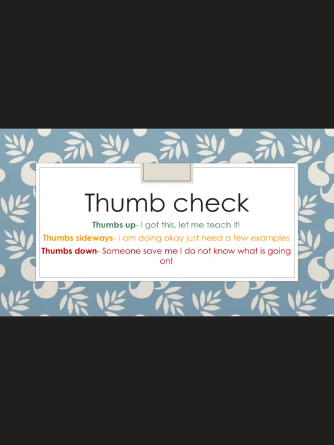So I just want to take a check. Let's see how you guys are feeling about this. Is it a thumbs up? You got it. A sideways thumbs. You're okay. You just need a couple more examples to make sure you got it. Or a thumbs down, like, oh dear Lord, don't leave me by myself with this.